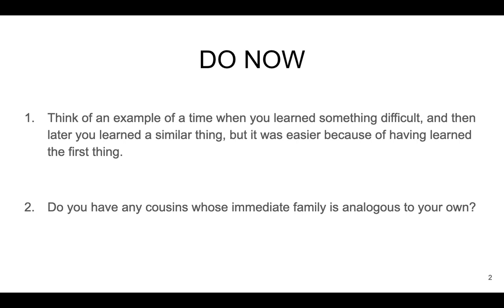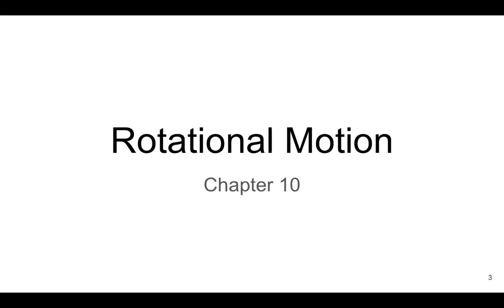And do you have any cousins whose immediate family is analogous to your own? So the idea of cousins being analogous is going to be very important throughout this chapter, as we'll see in the slides coming up. So rotational motion, chapter 10.